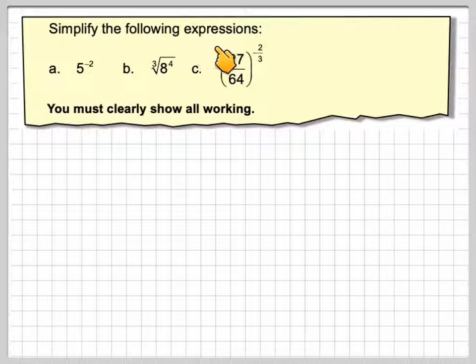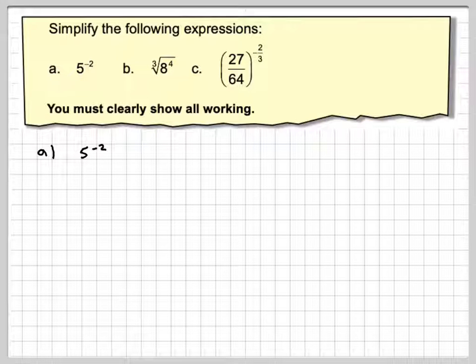Right, simplify the following expressions. We've got 5 to the minus 2, the cube root of 8 to the 4, 27 over 64 to the minus 2/3. It says here very clearly you must show your working. It's not okay in IGCSE to put these numbers in your calculator and then use the calculator to write down the answer. So we need some sort of working.